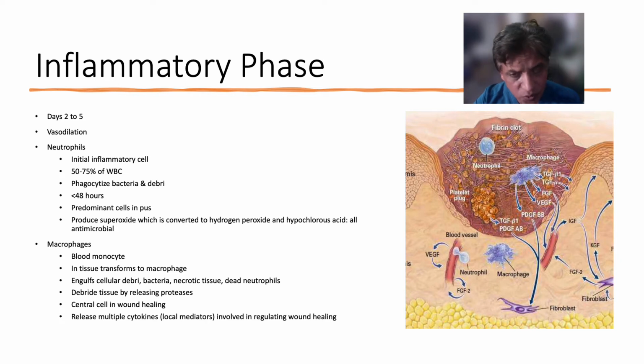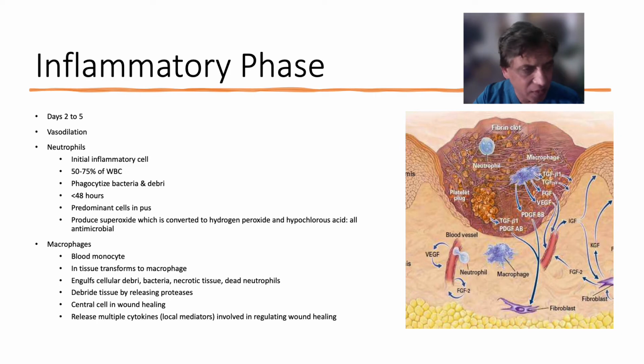And if one looks at an acutely healing wound, that's why there's an area of erythema, redness. The purpose of vasodilatation is to increase the delivery of nutrients and cells that will be involved in wound healing. The initial cell is the neutrophil. The neutrophil is the initial cell to arrive at the site of injury.